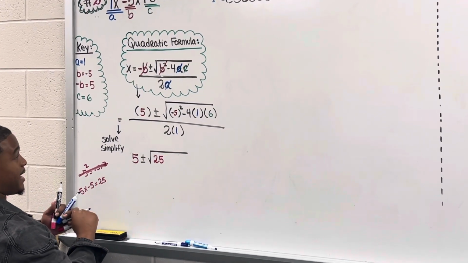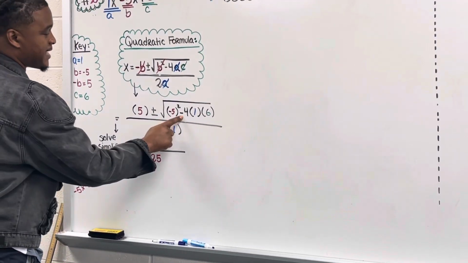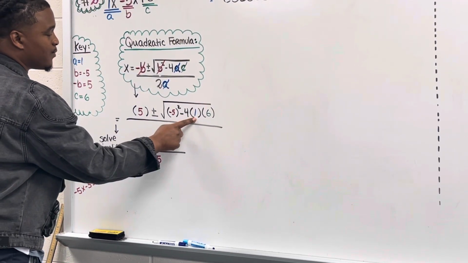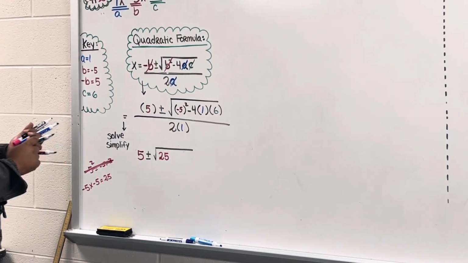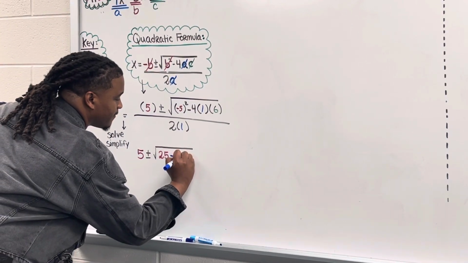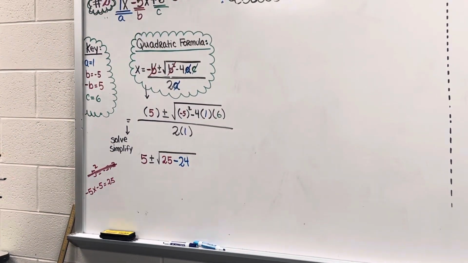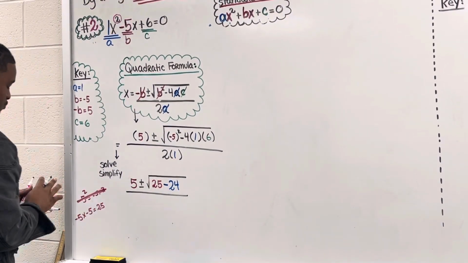Okay? Minus 4 times 1 times 6, right? That's actually a -4. So -4 times 1 is still -4, and -4 times 6 is a negative 24, which you can just say minus 24. Okay? All divided by 2 times 1, which is 2.